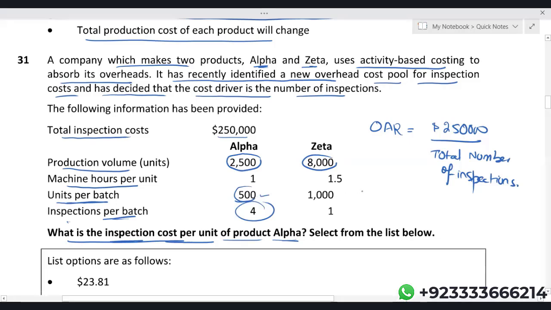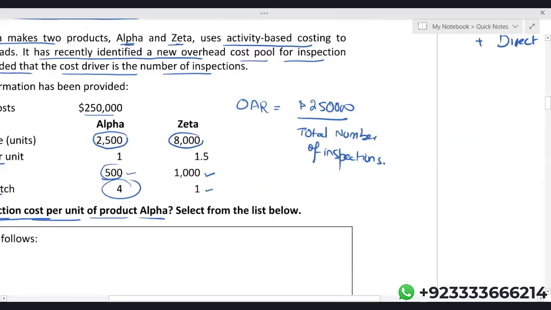In case of Zeta, per batch, they are producing 1,000 units and inspection per batch is 1. So let us first calculate how many batches of alpha and zeta we are going to produce, then how many inspections are required in alpha, and how many inspections are required in zeta. So this is question number 31.